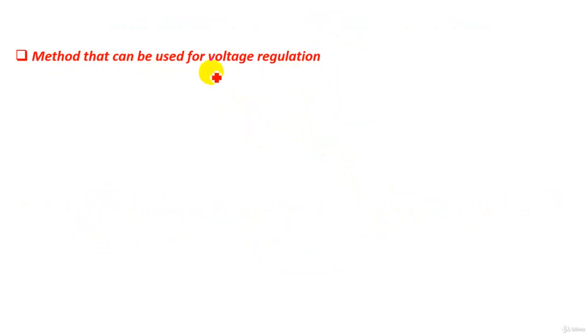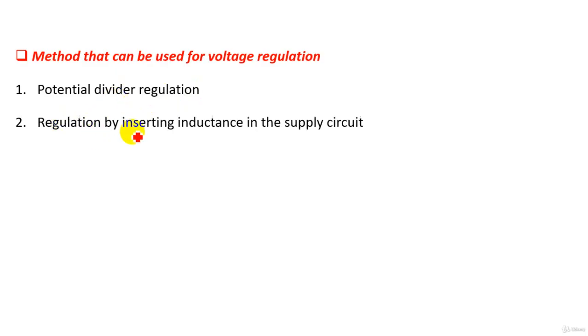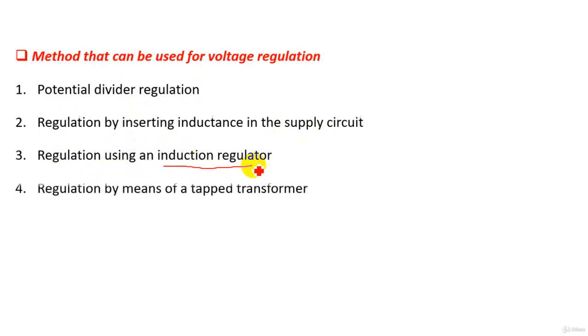Methods that can be used for voltage regulation, there are many methods. The first is potential divider regulation, which depends on the principle of the potential divider using two resistors or multiple resistors. Then regulation by inserting inductance in the supply circuit, or regulation using an induction regulator, or regulation by means of a tap transformer, using transformer taps to obtain variable voltage, or autotransformer regulation.